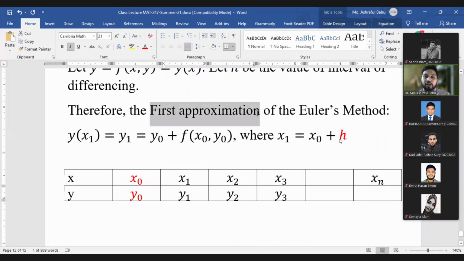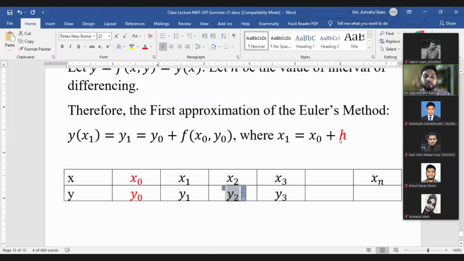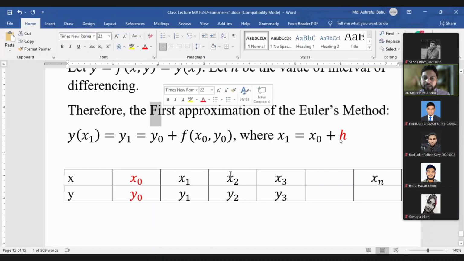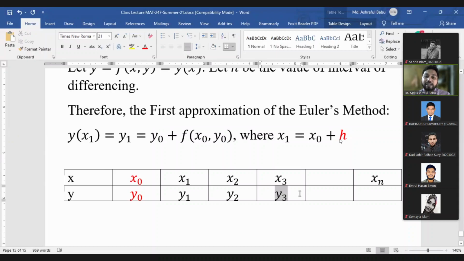This is called the first approximation of Euler's method. If we want to find y2, that will be called the second approximation, not the first. If you find y3, that will be our third approximation. That's why we are approximating some results of this function based on the domains that will be given. So this is actually the process, but we have to solve only for the first approximation of Euler's method.